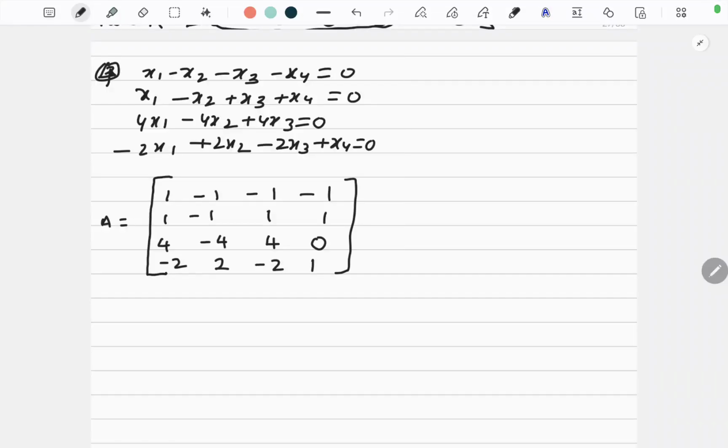In my last video, when we were solving the questions on system of equations, due to a technical error, I stopped at this question. Now let us continue. Look at this question. Clearly it is a homogeneous case.